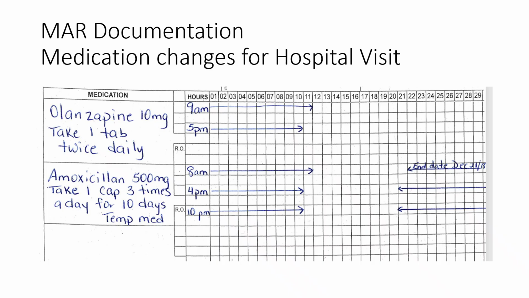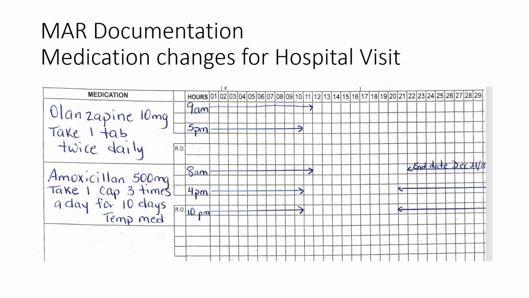The second label shows how to document the antibiotic prescribed, which is amoxicillin 500 milligrams. Take 1 cap 3 times a day for 10 days. Temporary medication must be identified on the label. Note that admin times are 8 a.m., 4 p.m., and 10 p.m. This was not identified on the med change form, but it is a good practice to ask the doctor what times to administer so they can give you the correct times based on the resident's routines and existing med times.